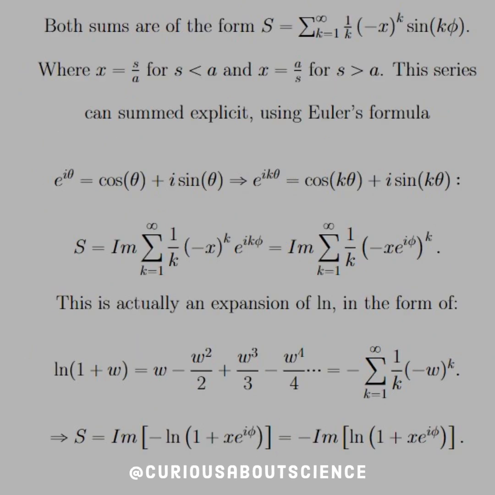All right. So what we want to do now is note that both sums are of the form S equals the sum from k equals 1 to infinity of 1 over k times x to the k power times sine k phi, where x is equal to s over a for s less than a, and a over s for s greater than a. This series can be summed explicitly using Euler's formula.